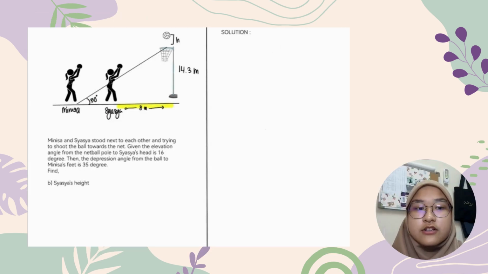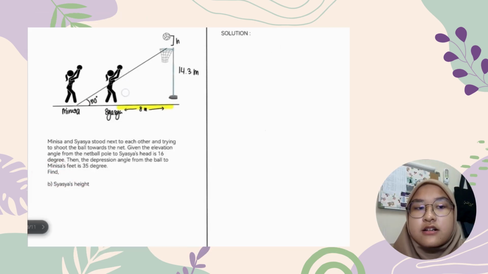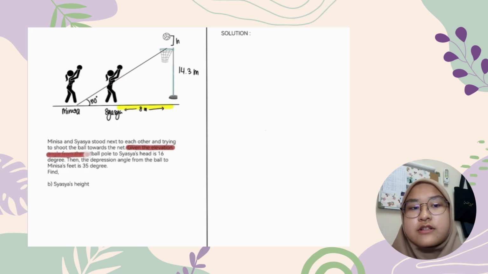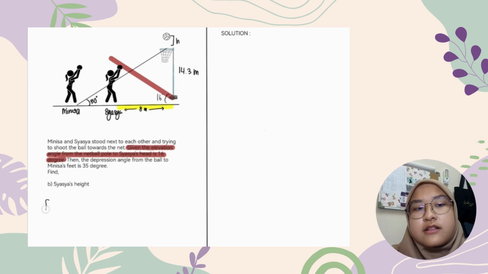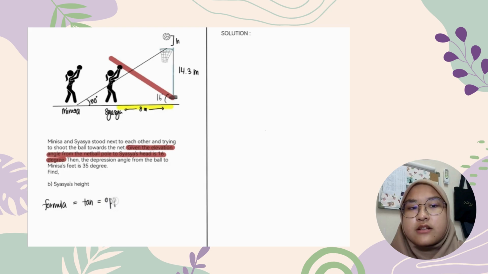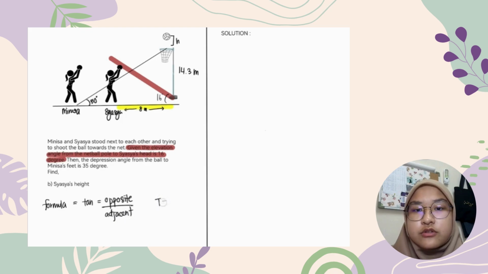For question B, we are going to find Shasha's height. With that, I will label it with H that I want to find. So first of all, I will highlight the information. Given the elevation angle from the netball pole to Shasha's head is 60 degrees. For a better view, I will sketch it from the pole to Shasha's head at 60 degrees elevation. So for the first step, I will use the formula tangent equals opposite over adjacent.